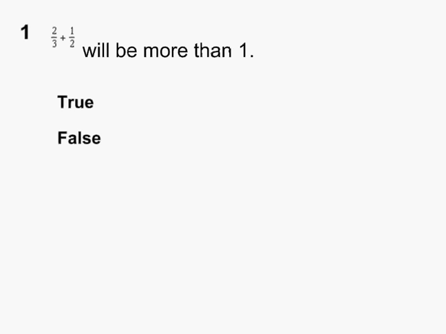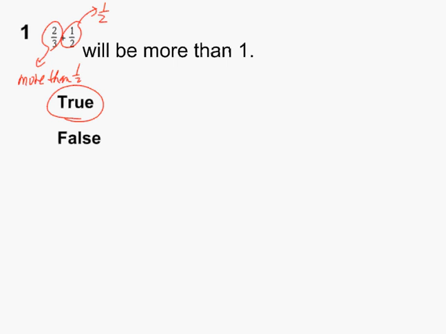So for the first question, it says 2/3 plus a half will be more than 1. This one does not require any adding, and here's why. This fraction here, 2/3, is more than half, correct? This fraction is half. And anytime you add something that's more than half to something that is half, you will have something more than 1. So your answer is true.